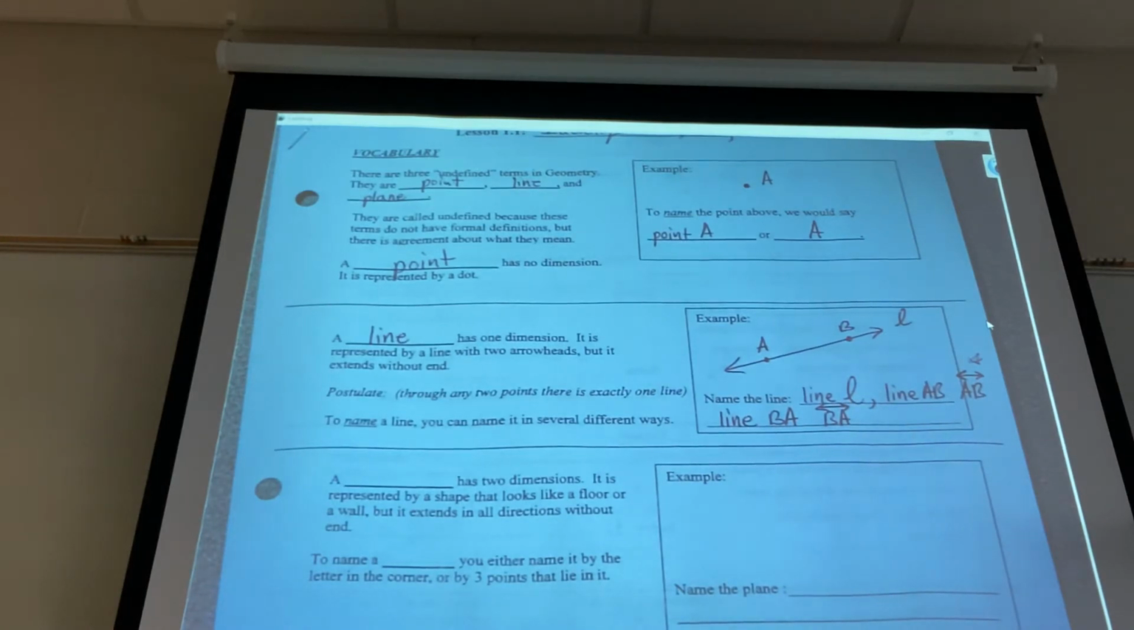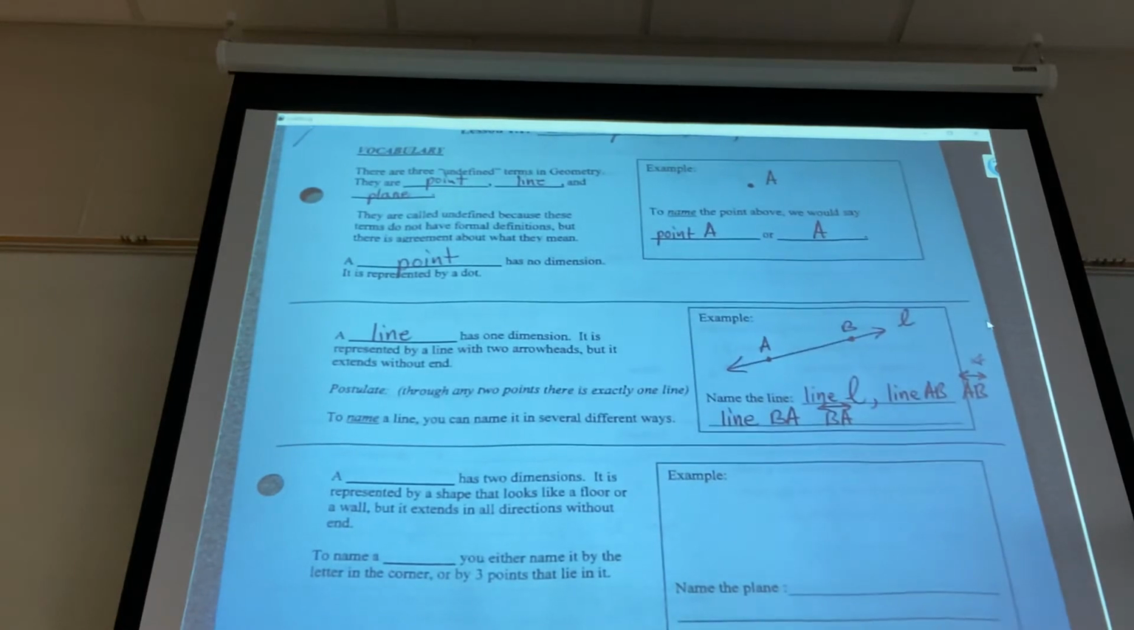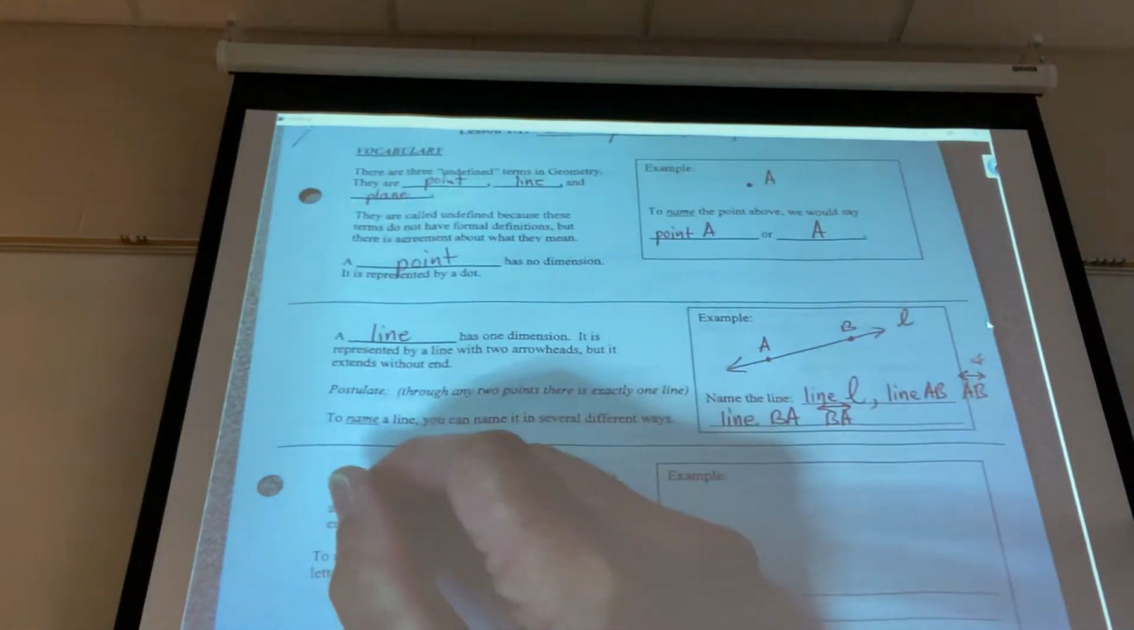Now finally, we're going to talk about a shape that has two dimensions. And so it is represented by a shape that looks like a floor or a wall, but it extends in all directions without end. So it's a two-dimensional equivalent of a line. So it's a plane.